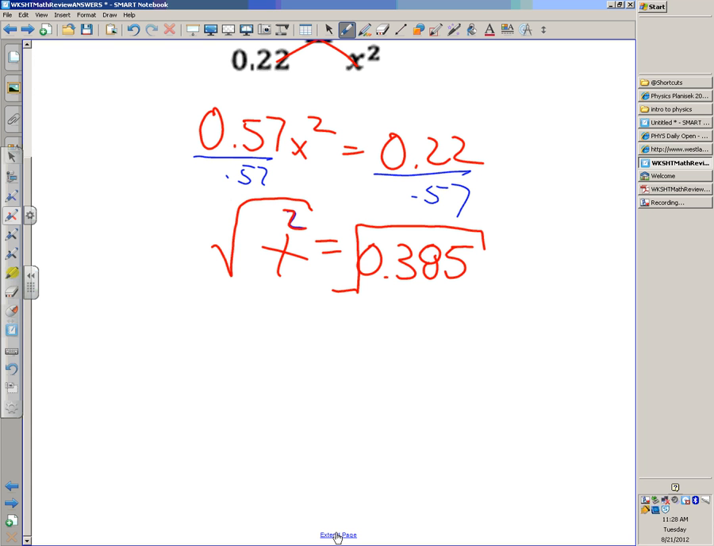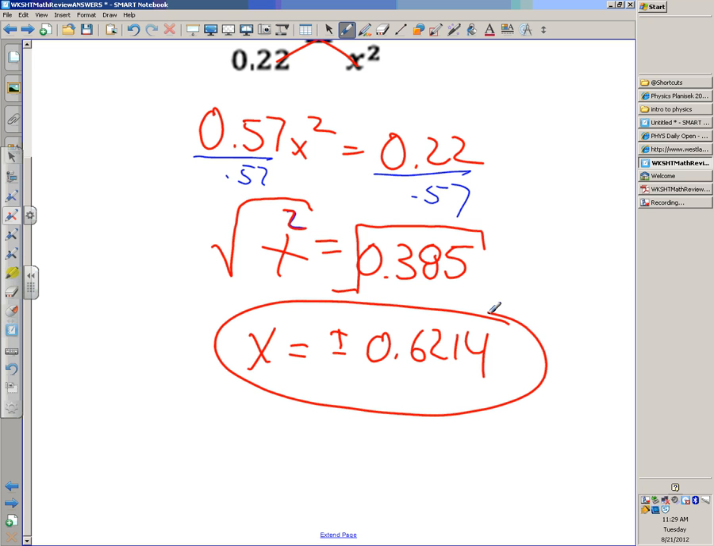If I'm taking the square root of this problem, how many answers do I end up with? I end up with 2, right? A positive root and a negative root. And so, whatever your calculator gives you for the square root of 0.385, technically the answer to that problem is positive or negative. Good there? Alright, questions on those?